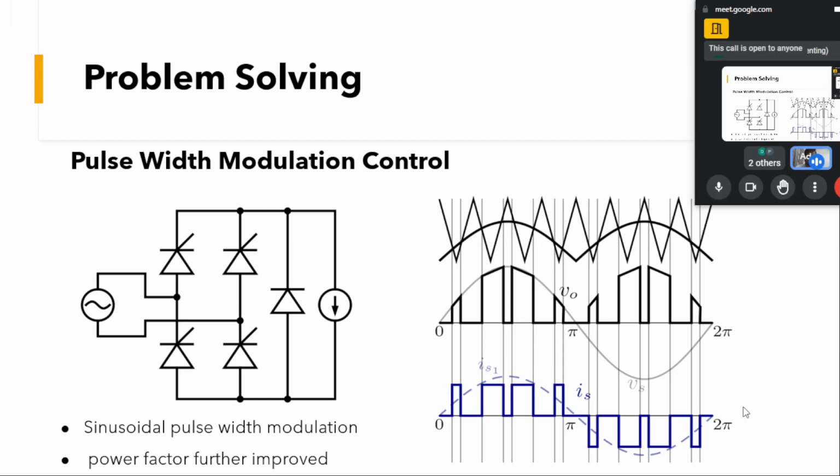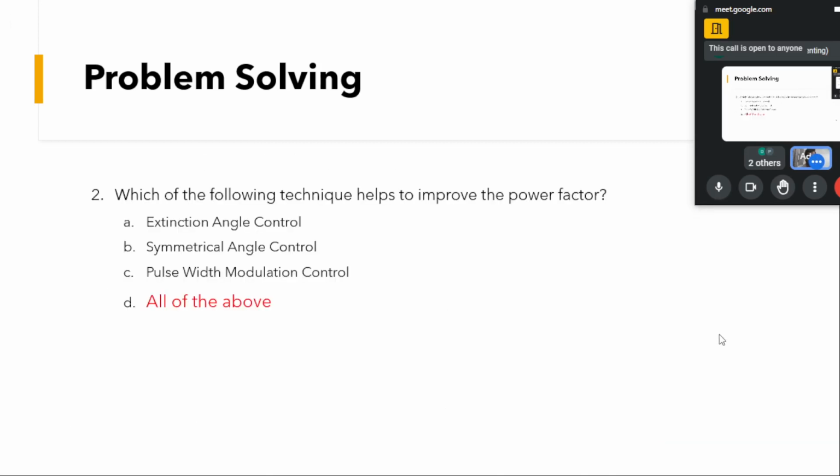There, the power factor also increases, but compared to that, here the power factor increases very much. So here you saw that the power factor is improved because our source current is sinusoidal, similar to our source voltage.